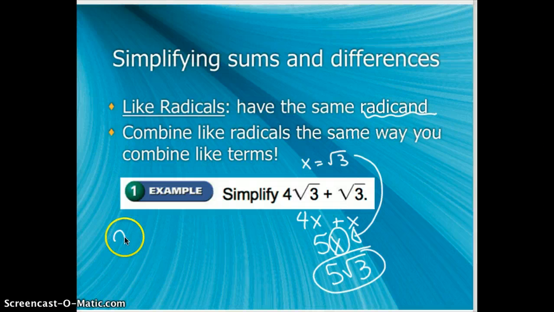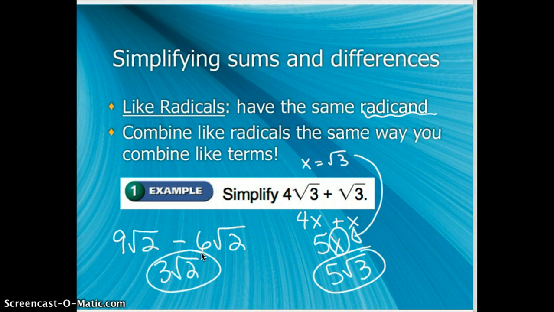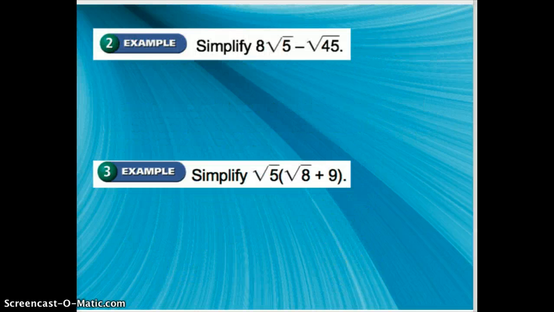If I said 9 root 2 minus 6 root 2, again, these are like radicals because they both have root 2. When you subtract them, just like combining like terms, like 9x minus 6x, it's going to be 3 root 2. We're going to do things that are slightly more complex, but same concept.